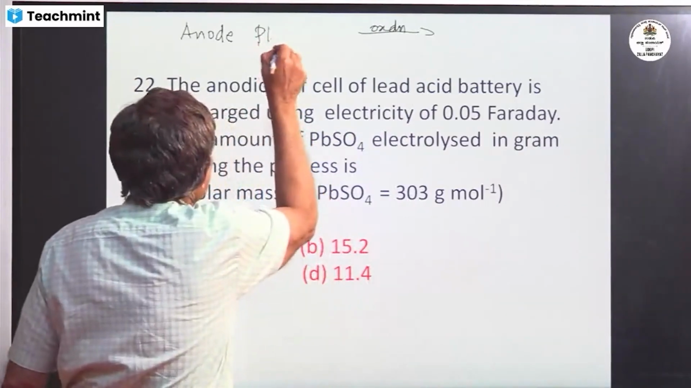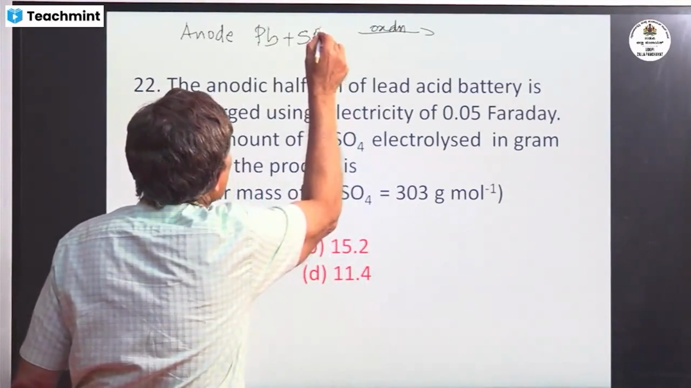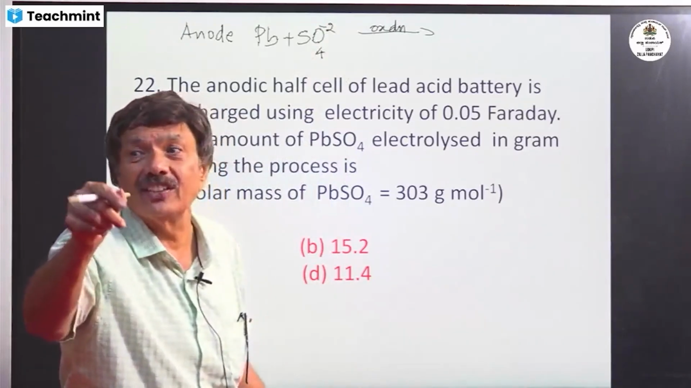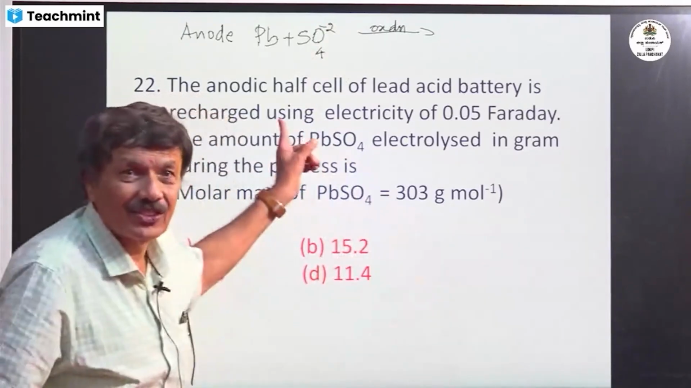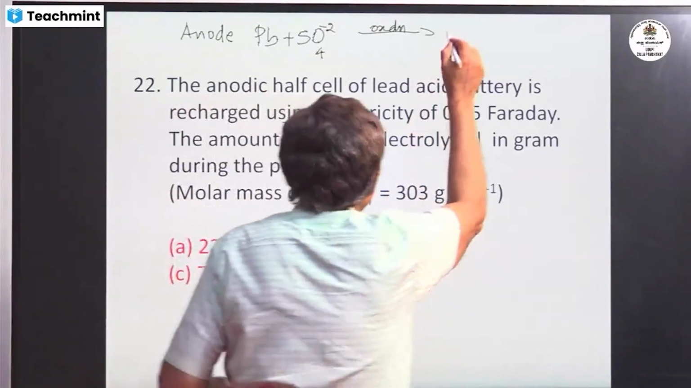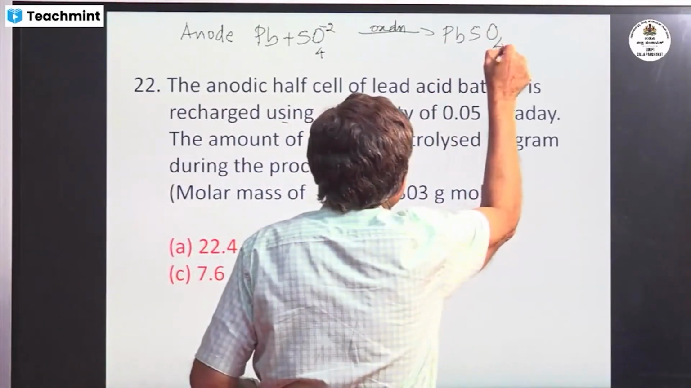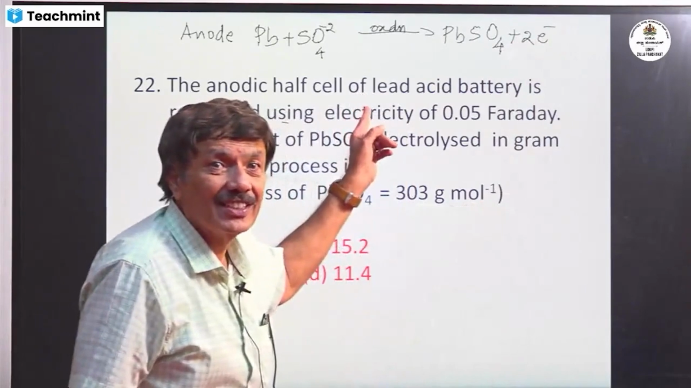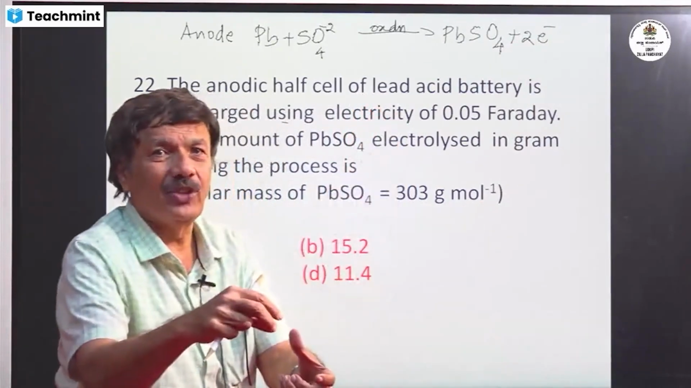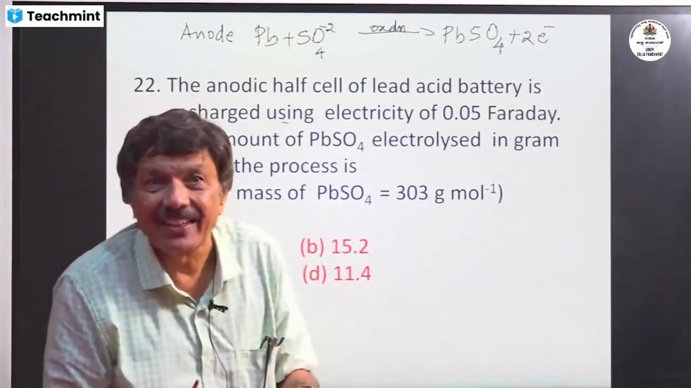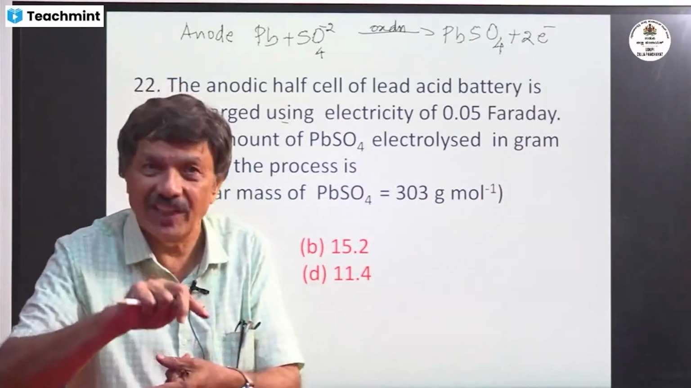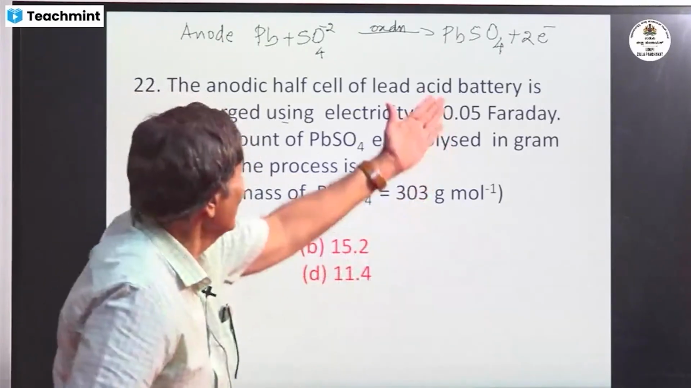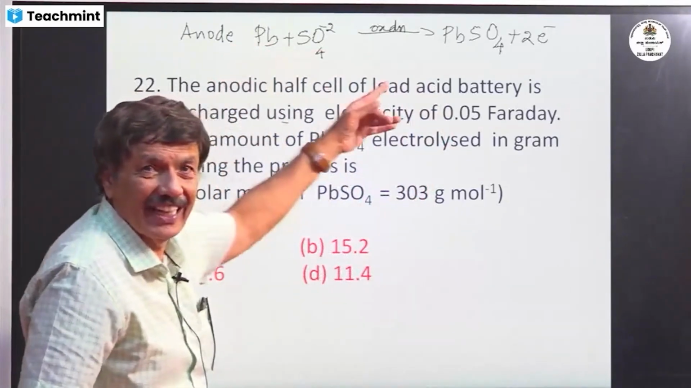Lead and sulfate ion. Where from it comes? Sulfate ion comes from the electrolyte. The electrolyte in lead storage battery is concentrated sulfuric acid. That gives sulfate ion. It gives lead sulfate and 2 electrons. This reaction takes place when we are using the battery for getting the current. It is a secondary battery. It can be recharged by passing current in opposite direction. When the recharging process is taking place, all the reactions become reverse.